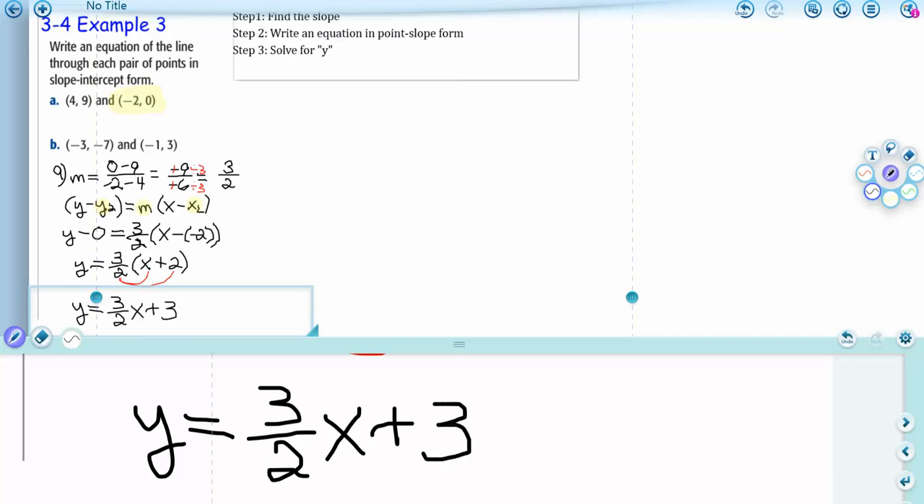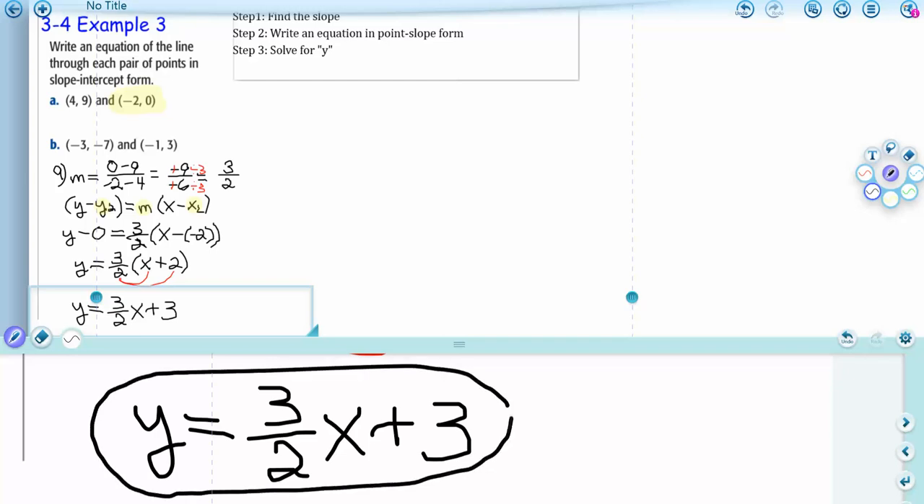is 3. And if you don't believe me, take your calculator, type in 3 divided by 2 for 3/2 times 2, hit equals, and you will get 3. And this is my equation in slope-intercept form. Y equals 3/2 x plus 3. So my slope is 3/2, and my y-intercept is 3.